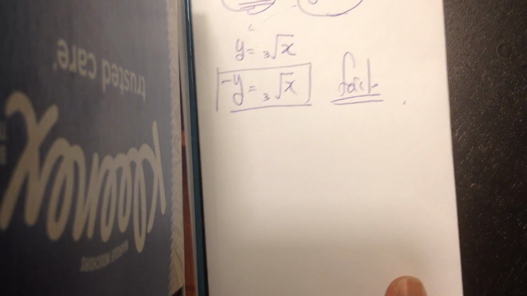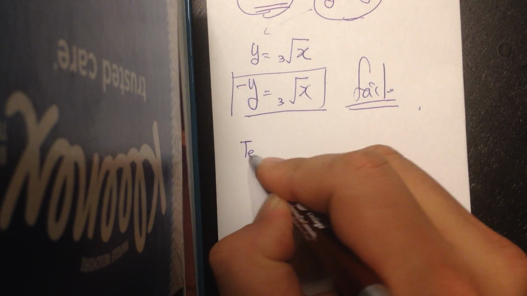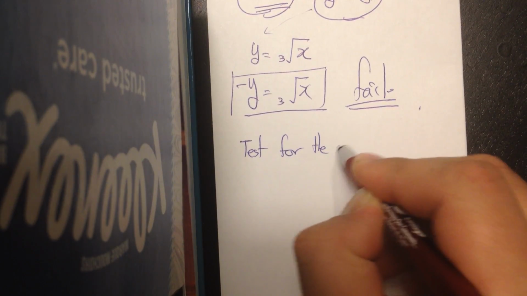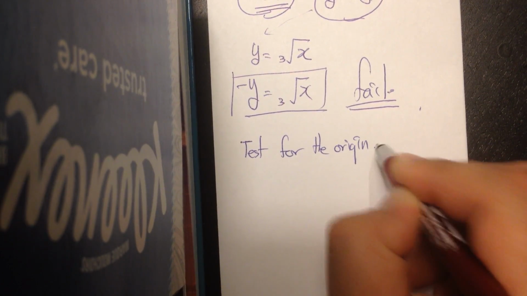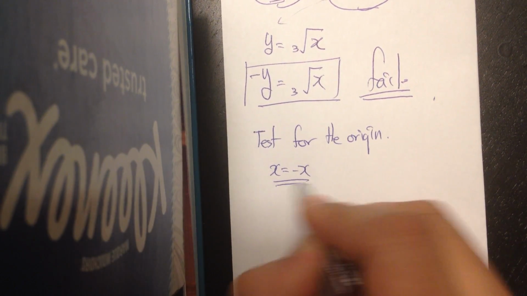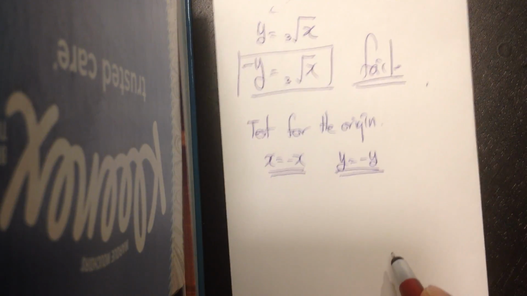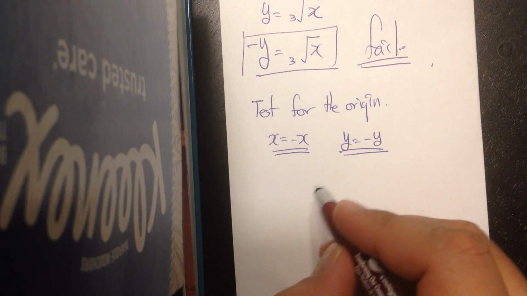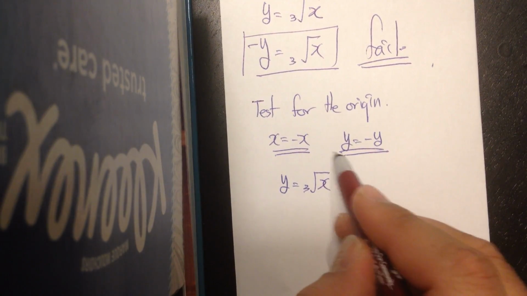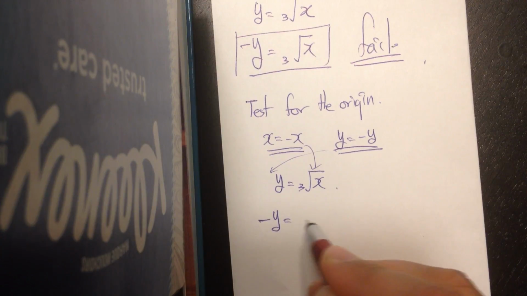Okay, all right. Now let's go for the test. Let's test for the origin. So that means x has got to be negative x, y has got to be negative y. Okay, so here, like this, negative y.